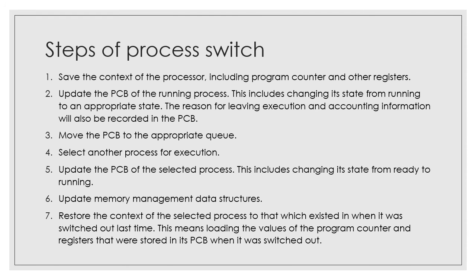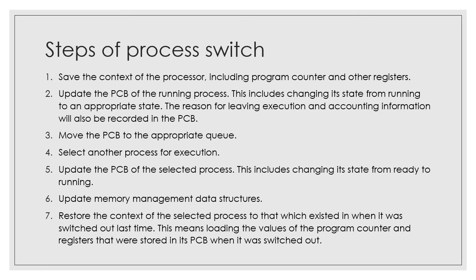Steps of process switch. Save the context of the processor, including program counter and other registers. Variable values in the processor's registers are saved to the data portion of the process image. The program counter and condition codes are saved in the PCB.